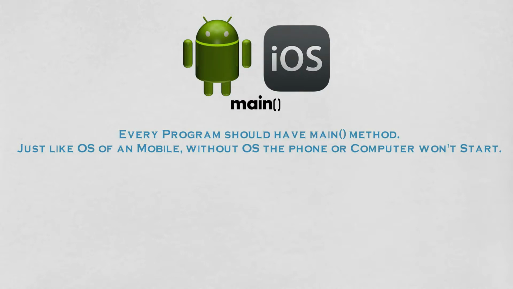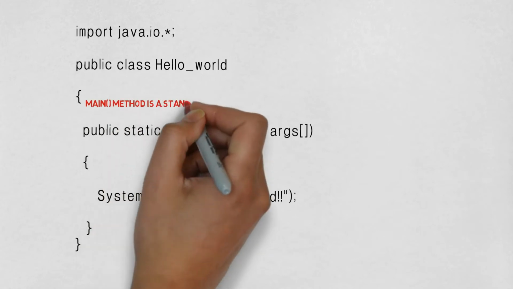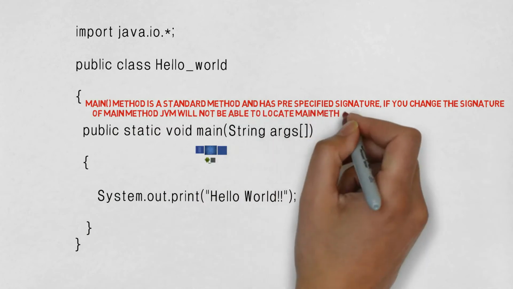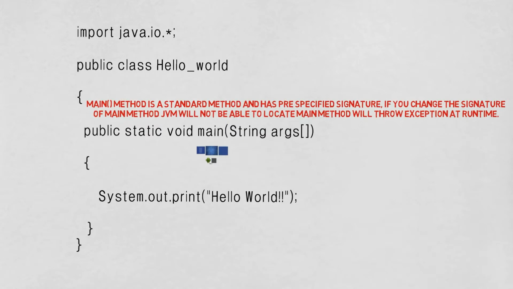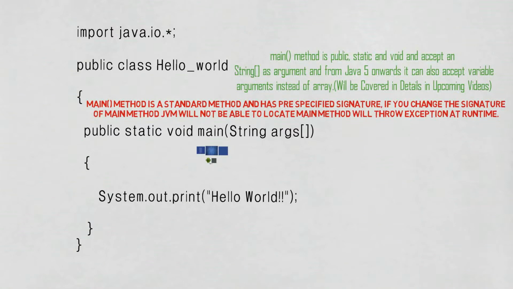Now we will learn how to write a main method. There is a predefined way of writing the main method since it is a standard method. If you change anything in the standard norm of writing the method, the JVM will not be able to locate the main method and will throw an exception at execution time. The standard is that the main method is always public and static and the main is followed by String args. From Java 5 onwards, instead of String args, you can directly pass arguments. We will see the demonstration in our upcoming videos.